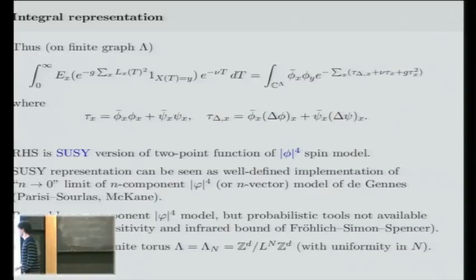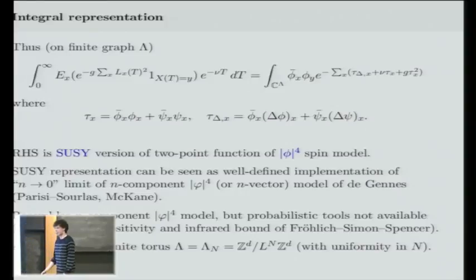So mathematically, this limit n goes to 0 is not a convenient limit for us. But as was noticed by Parisi, Sourlas, and McKane, this supersymmetric representation is a way to give meaning to this n equal 0 limit by viewing the number of components as 2 minus 2, the fermionic components counting negatively.